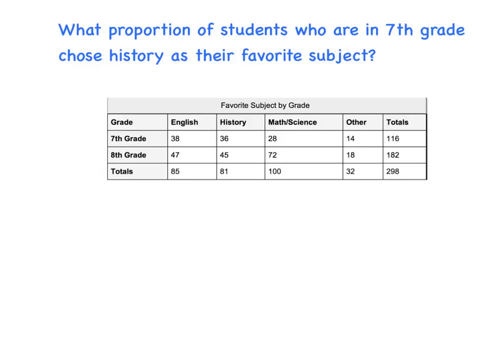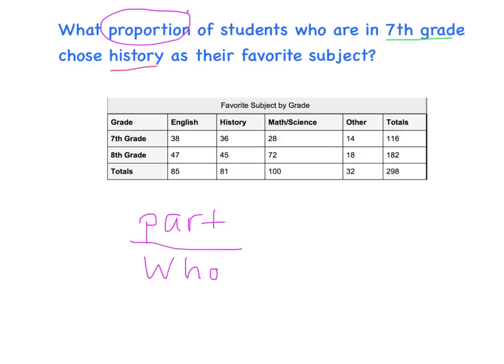We are now being asked what proportion of students who are in 7th grade chose history as their favorite subject. The key word here is proportion. Remember, proportion is always a fraction where the numerator is the part of the group and the denominator is the whole of the group. With these questions, you need to be very careful with how you read them. We need to figure out what proportion of students who are in 7th grade, which means that 7th grade is going to be our whole population.